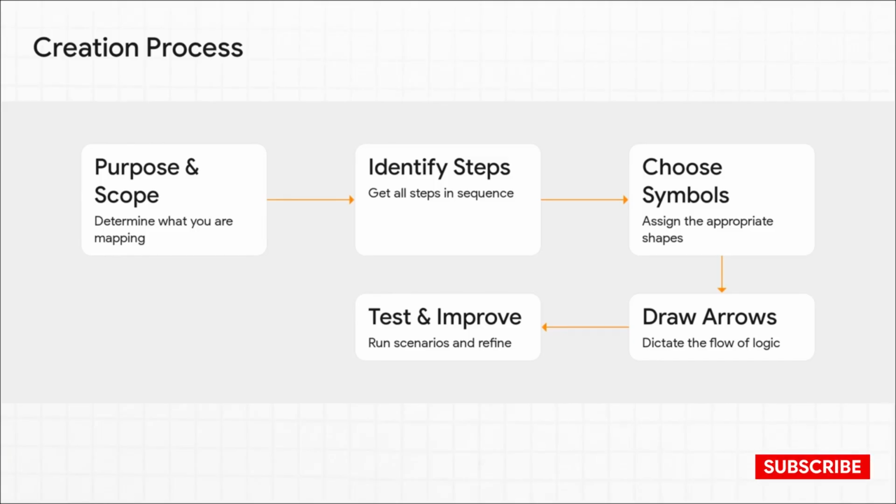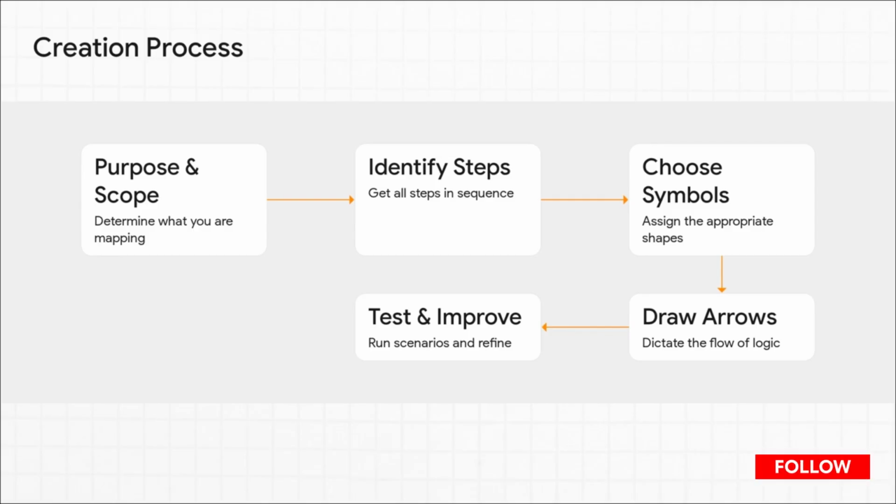Our sources highlight a really satisfying 5-step creation process from Miro, and it brilliantly illustrates a structured approach. Step 1, determine the purpose and scope. Don't just start drawing. Know exactly what you're mapping first. Step 2, identify the steps and get them in sequence. Step 3, choose the appropriate symbols. Remember, rectangles for actions, diamonds for decisions.